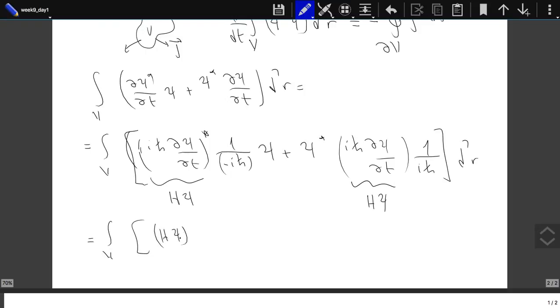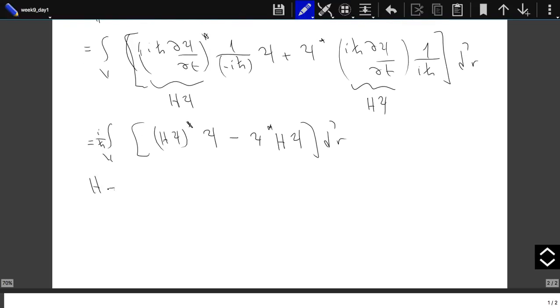H psi complex conjugate times psi, that's i over h bar minus psi star h psi d cubed r. I will assume that H is equal to minus h bar squared over 2m Laplacian plus V. Now V is real. Everything is in fact real in this Hamiltonian. V is real, and so V in both of these terms, they just cancel.